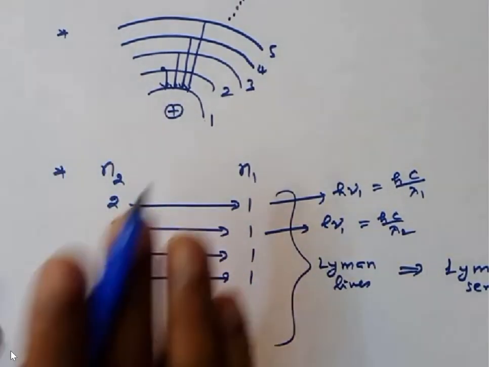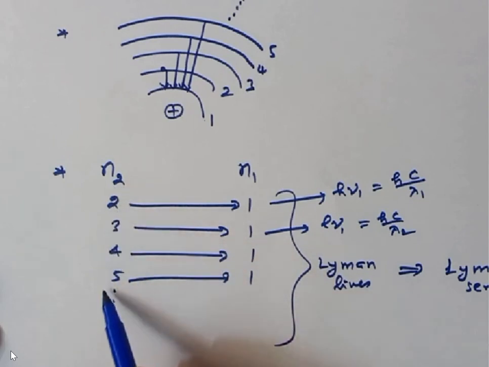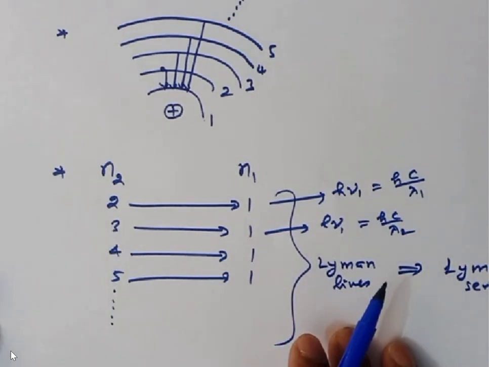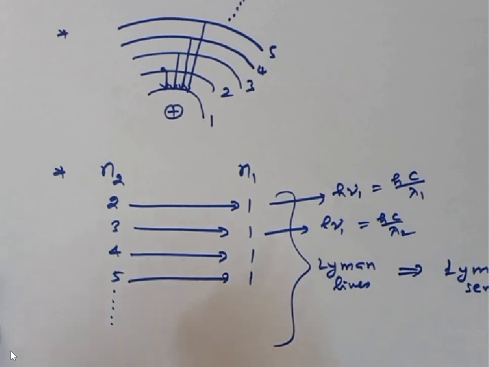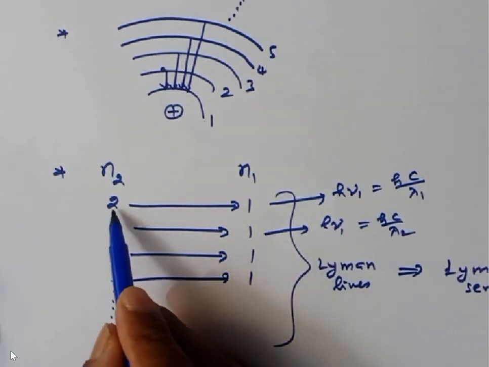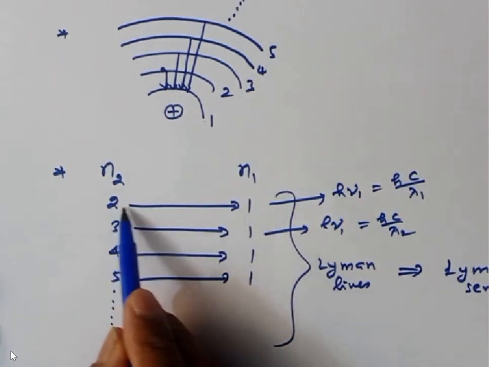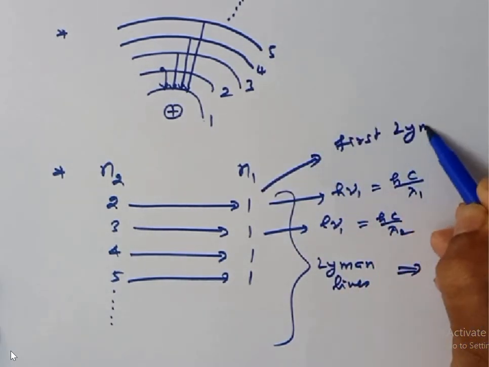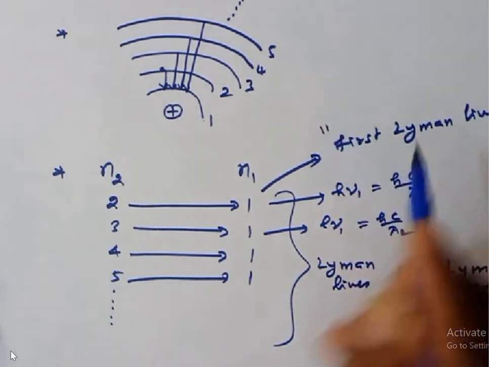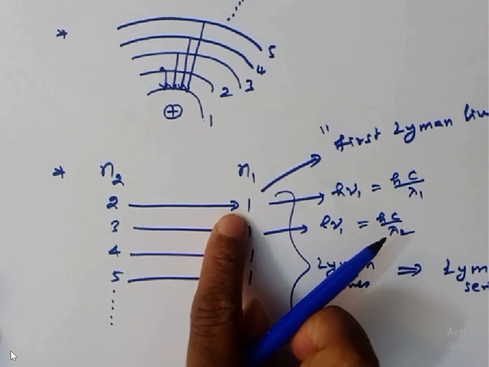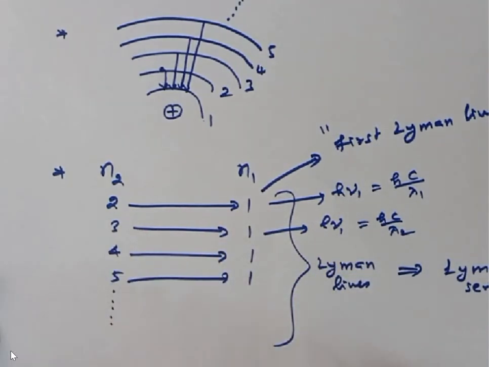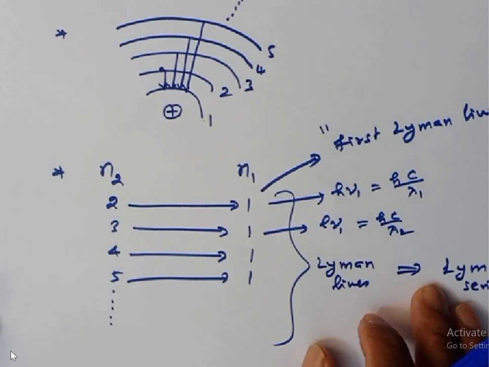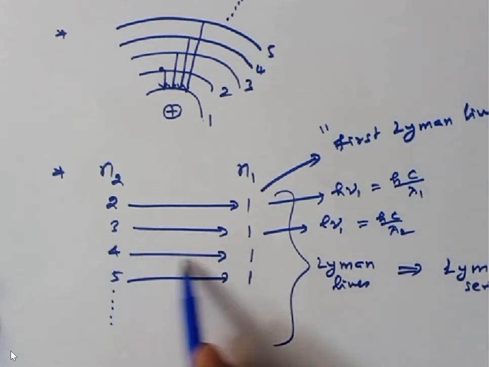So for Lyman series, this is the point you should keep in mind: N1 should be 1 and N2 should be 2, 3, 4, 5, etc. It should be a higher value. And here, students, observe carefully. In the case of Lyman series, the transition 2 to 1 is called the first Lyman line, because this transition will produce a line with the lowest wavelength. In Lyman series, this line has the lowest wavelength, so it is called the first Lyman line. Similarly, this is the second Lyman line, third Lyman line, fourth Lyman line.